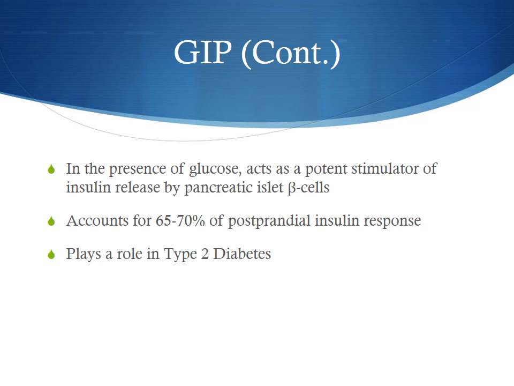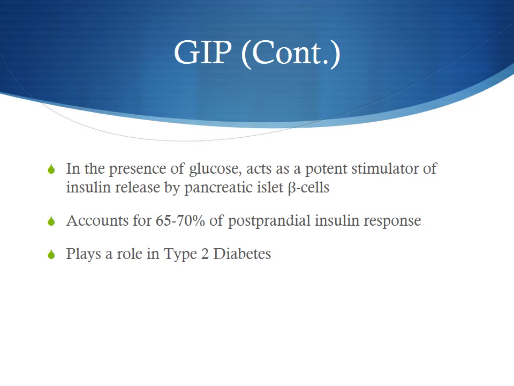In the presence of glucose, GIP acts as a potent stimulator of insulin release by the pancreatic islet B cells. GIP accounts for 65 to 70% of the postprandial insulin response. This is your body's response to release insulin after you eat a meal.